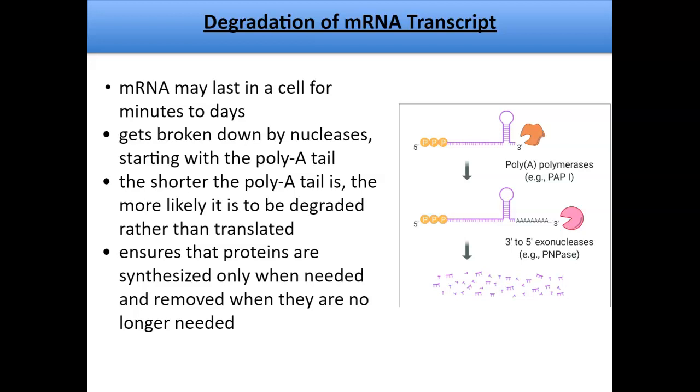There are going to be nucleases present in the cytosol that can break down or degrade the messenger RNA when it's no longer needed. These nucleases start at the poly A tail and they start breaking off the poly A tail. The shorter the poly A tail gets, the less likely that messenger RNA is to be transcribed. Once they start cutting into the nucleotide sequence, it will no longer be transcribed. And so this is a way to control gene expression by getting rid of the mRNA when they're no longer needed. This also helps to recycle the nucleotides so they can be reused for the cell.